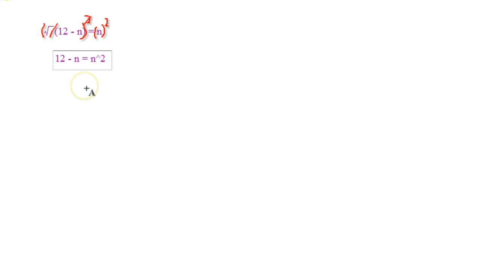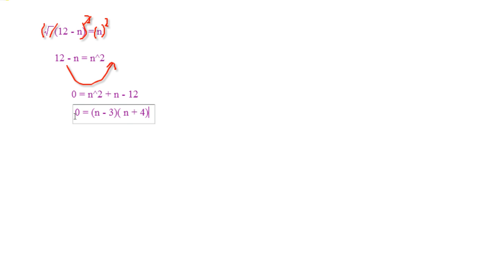Okay, now what I'm going to do is move everything over to this side. There we go. I'm going to move everything over to here and just get 0. And if you see where I'm going with this, this is going to be n squared plus n minus 12. Now what I'm going to do is the zero product property. In other words, I'm going to factor this. So it's going to be 0 equals n minus 3, parentheses, n plus 4. And I'm going to set each part of those equal to 0 because they could be equal to 0.